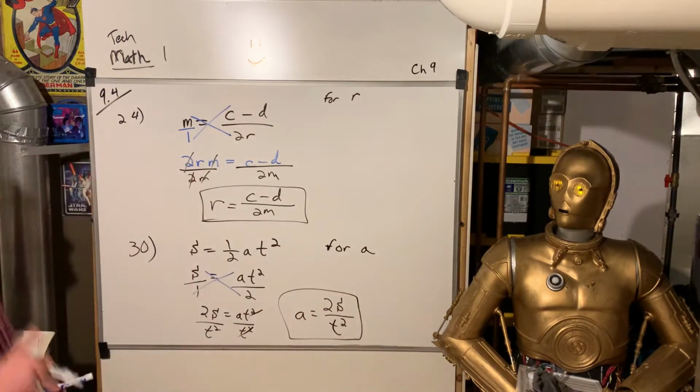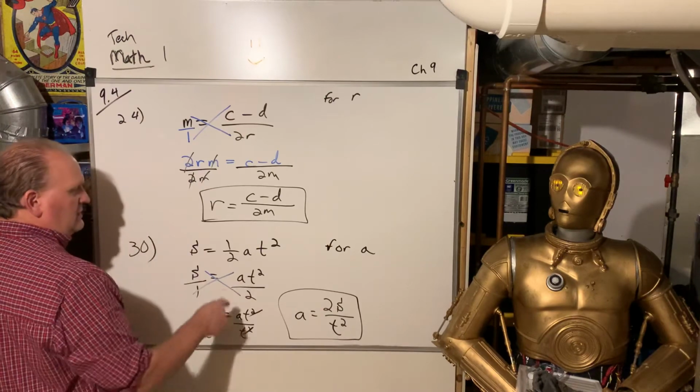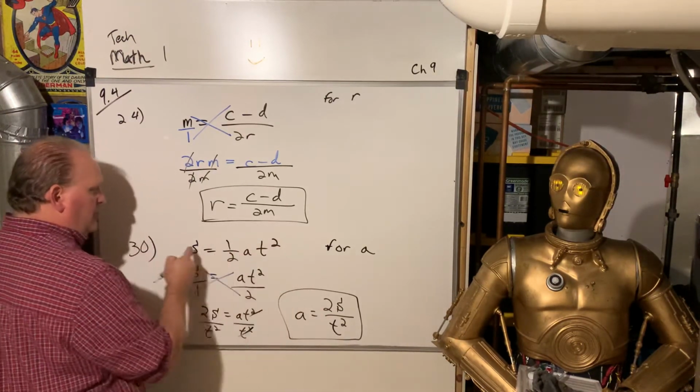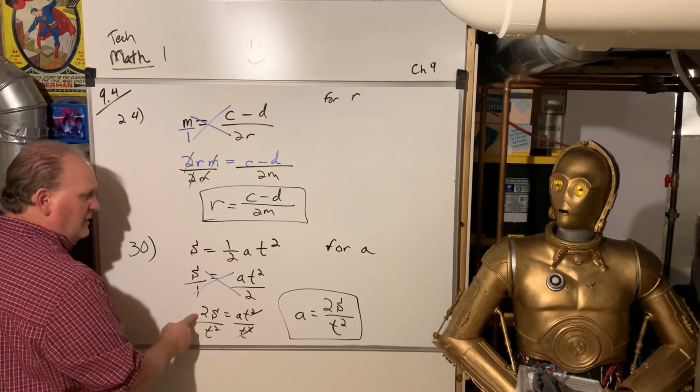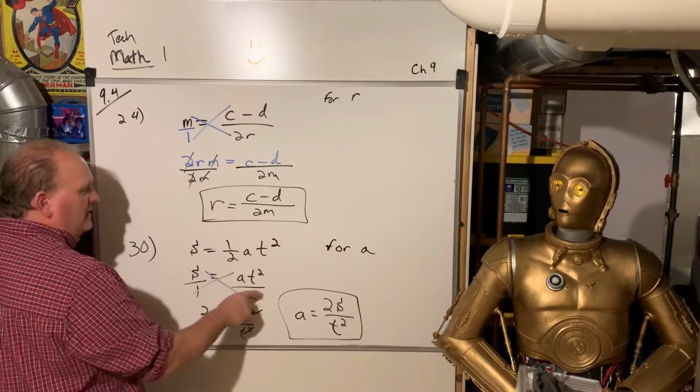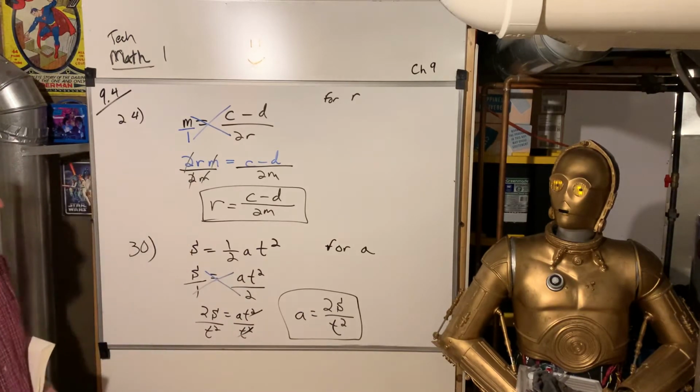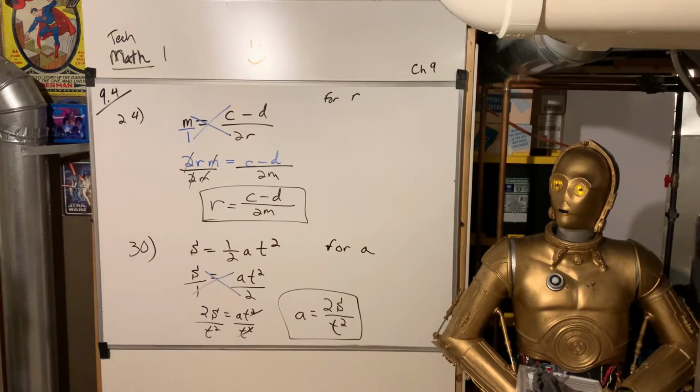All right, that's one way to do it. Another way to do it, if you don't want to cross multiply like this, you can multiply by the reciprocal. So you could multiply 2 over 1, 2 over 1, you'll still get the 2s, and that'll cancel that away. And then you'll divide the t squared. So if you want to think of it that way, that's fine. Either way. All right. And okay, that was it for that one.